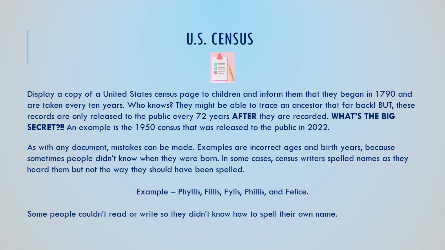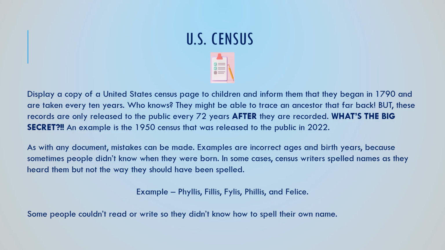Display a copy of a United States Census page to the children and inform them that they began in 1790 and are taken every 10 years. Who knows? They might be able to trace an ancestor that far back. But these records are only released to the public every 72 years after they are recorded. Hey, what's the big secret? An example is the 1950 census that was released to the public in 2022.